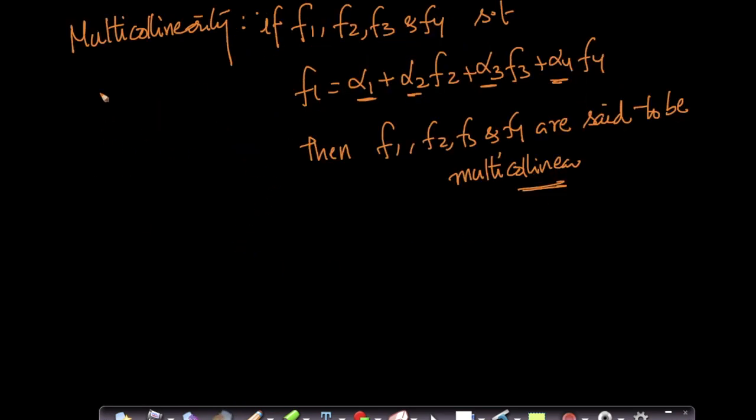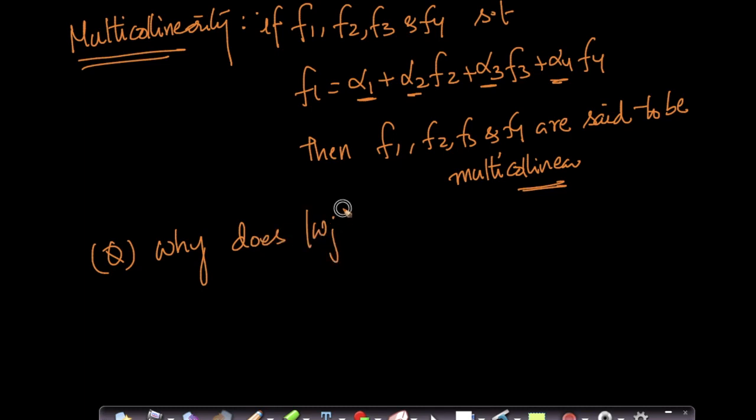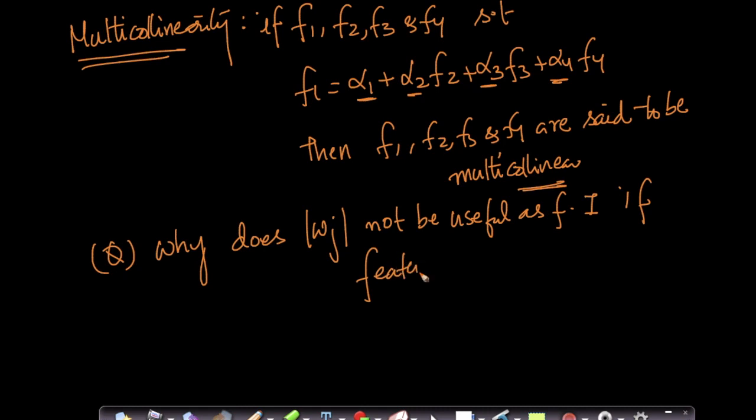So now you might ask, what happens if you have multicollinearity? The question here is, why is the absolute value of the weight coefficients, or the weight vector, not useful as feature importance if your features are collinear? The statement I'm making is that if your features are collinear, then you cannot use the absolute value of the weights corresponding to each feature as feature importance. Let me show that to you with a very, very simple example.